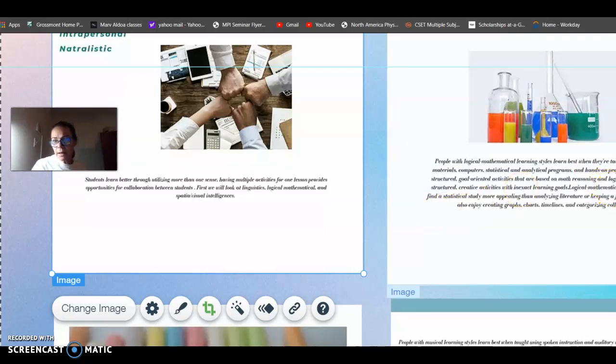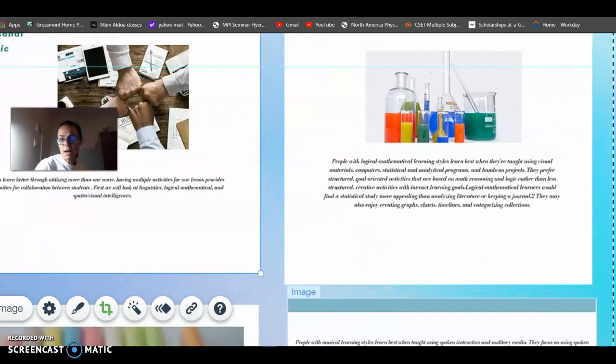Now, with logical mathematical learning styles, they're learning to be taught with materials and computers and statistical and analytical programs. They're goal-oriented. So that's really what those are about. Now, the other ones are about creative, and they like to do creative activities, such as journaling, creating graphs and charts and timelines and categories.